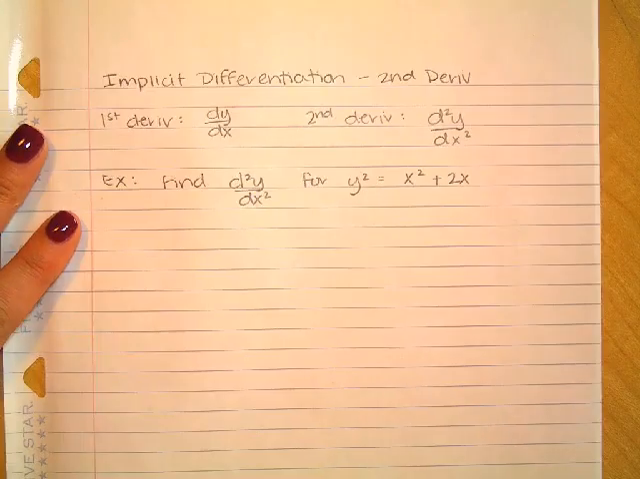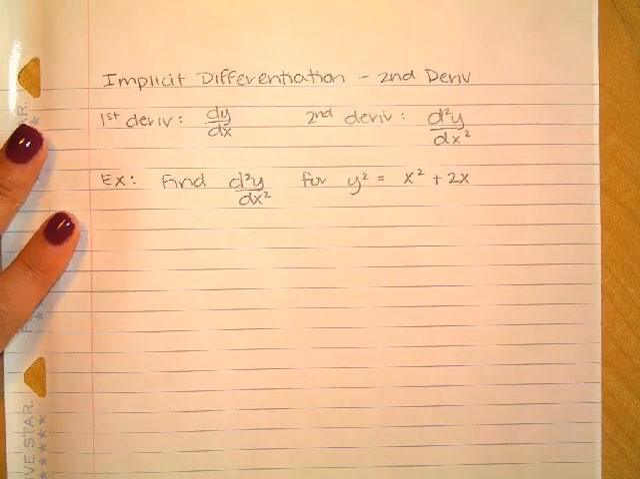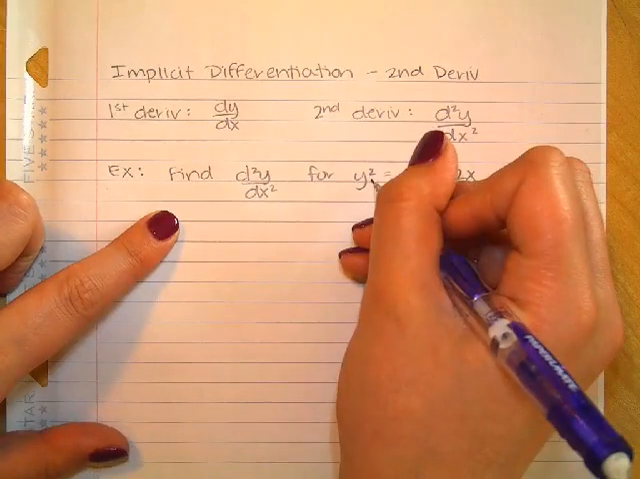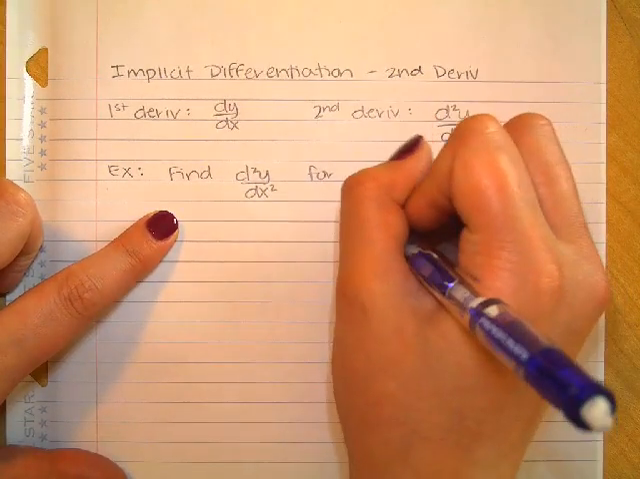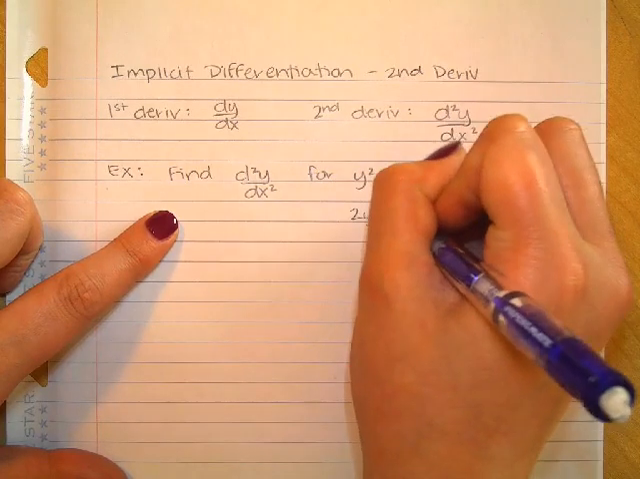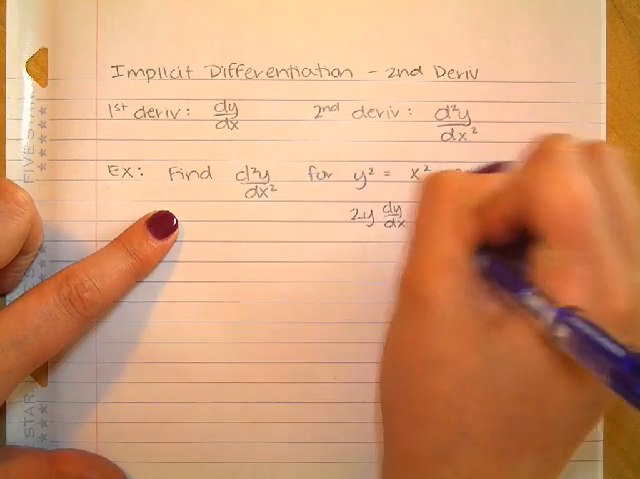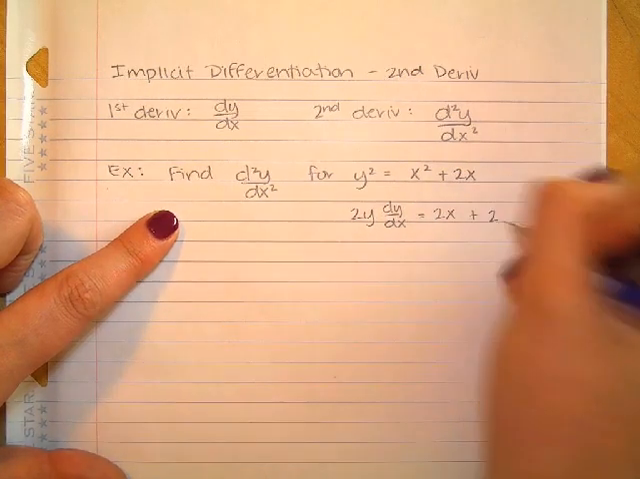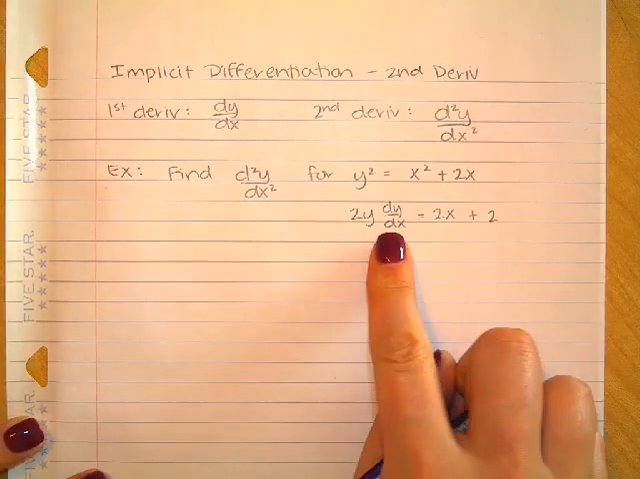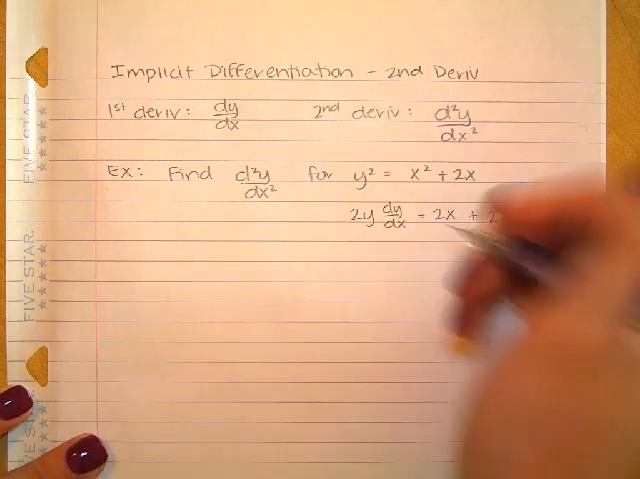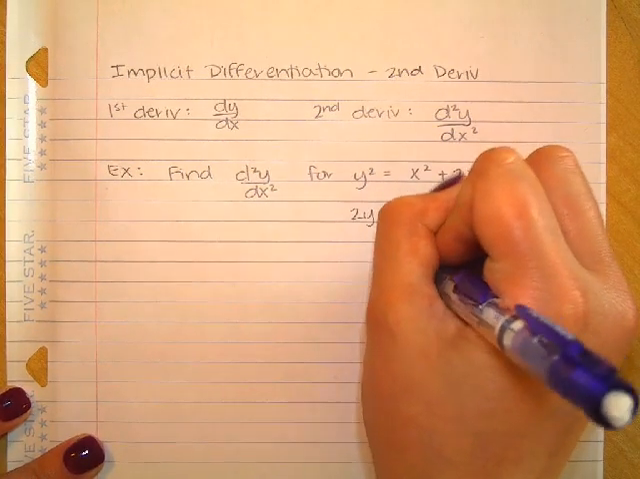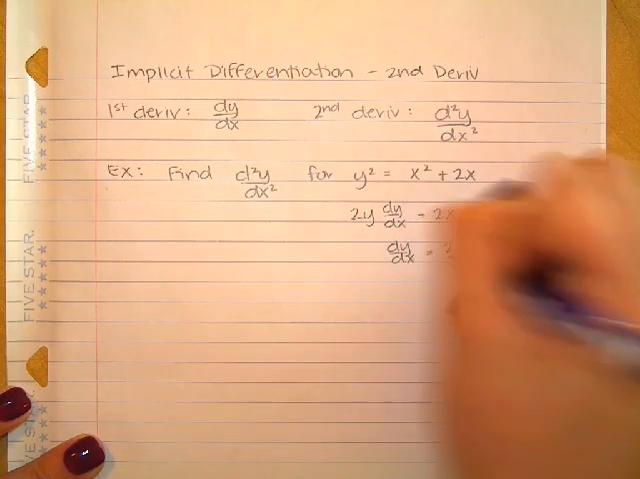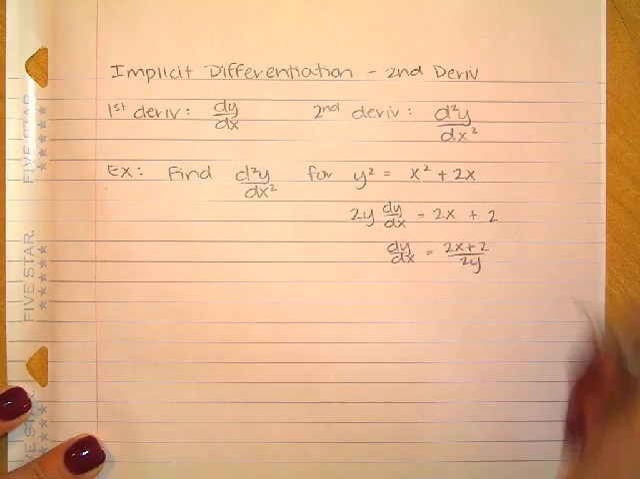So to find the second derivative, you first need to find the first derivative. So I'm going to go ahead and say the derivative of this would be 2y dy/dx equals 2x plus 2. And then we have to solve for dy/dx. So dy/dx is (2x plus 2) over 2y.